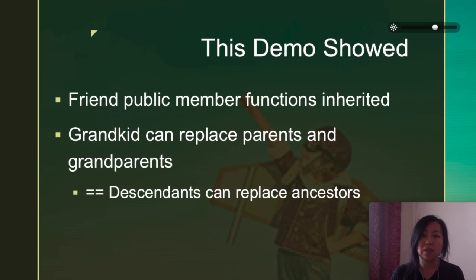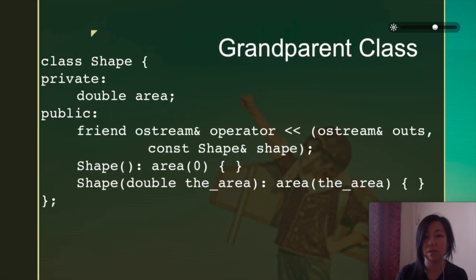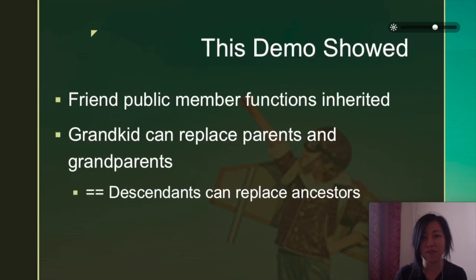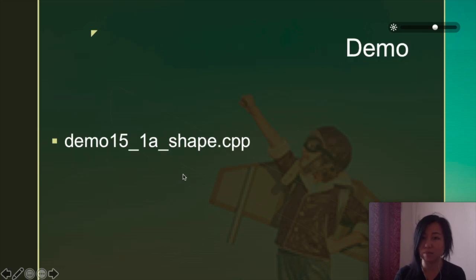This demo basically shows you that the public member functions are inherited, and of course not just one, any of them. It doesn't even have to be a friend function, but in this demo, that's what we showed. A grandkid can replace parents and grandparents, because if you remember the definition, this is shape, but you have put a square inside. So how does that work? That's what we are going to talk about soon, but that's basically what it can do. In general, it means that descendants can replace ancestors.